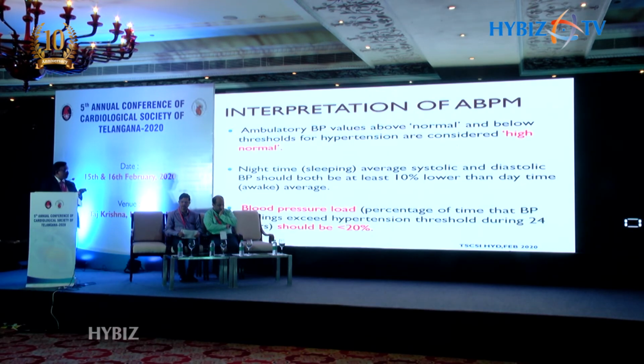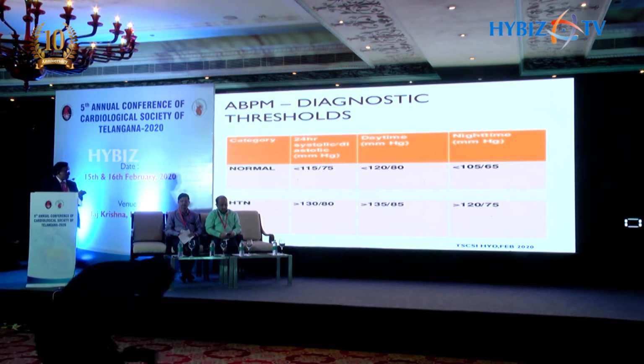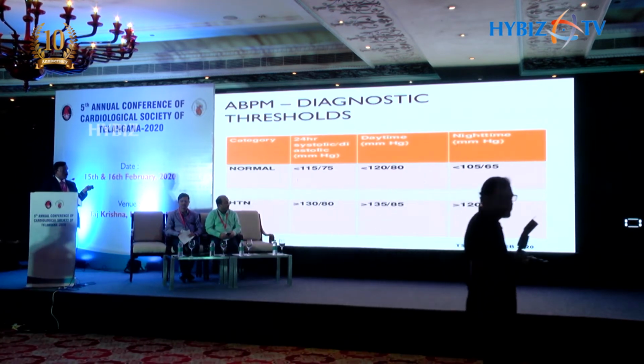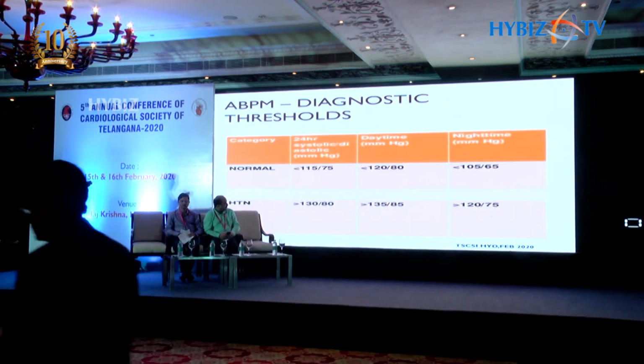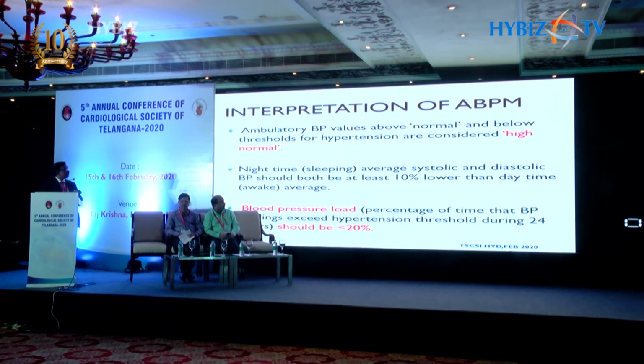The readings that are considered normal: 24-hour blood pressure is less than 115 by 75, daytime is less than 120, and nighttime is less than 105 by 65. Hypertensives are labeled as more than 130 for 24-hour, more than 135 for daytime, and more than 120 for nighttime. These are the guidelines given.